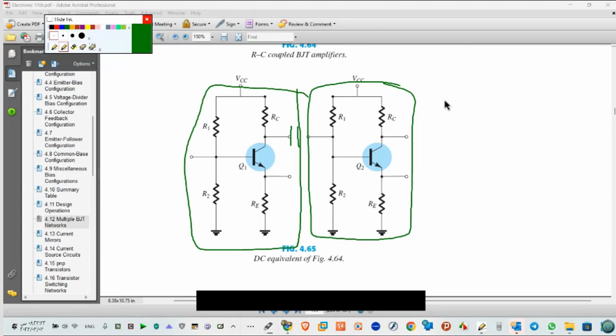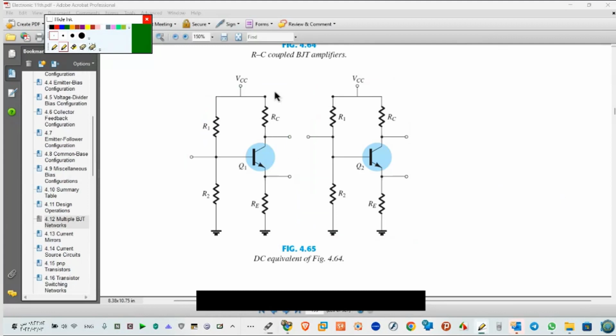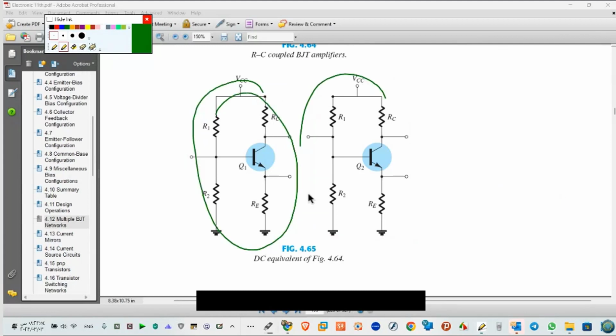Okay, can I connect a voltage divider with, for example, common base? Yes. Can I connect a voltage divider with common emitter, for example, fixed bias? Yes. I can connect any model with any model, but I must use a capacitor between them.